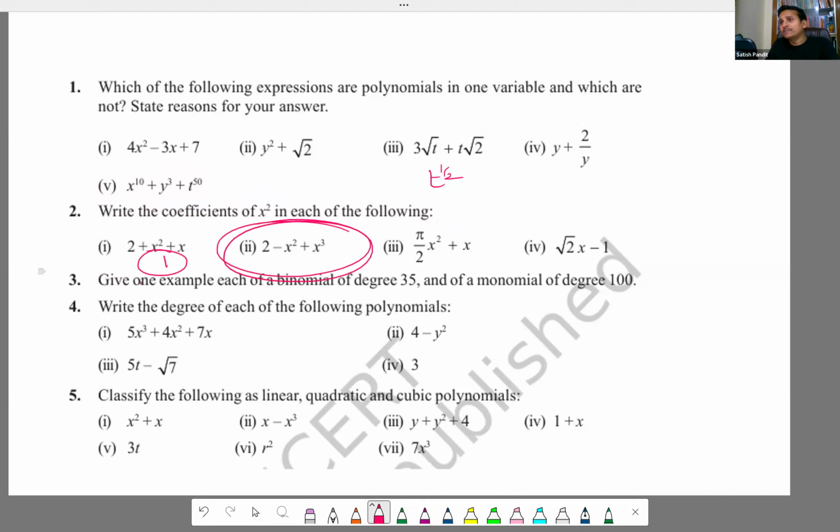What is the coefficient of x square here? Answer is minus 1. See, before x square we have minus. So minus 1. Don't say 2. See, 2 is another term itself. In this term, we have to see minus 1. Answer is minus 1.